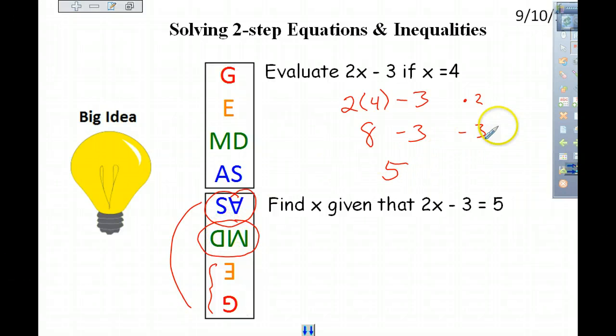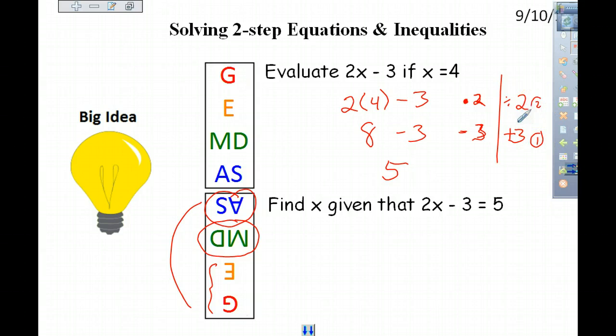Okay? So watch this. We also have to do the opposite of what we did here. So on this problem, the first thing we did is we multiplied by 2, and then we subtracted 3. When we're solving, we have to do the opposite. You have to add 3. That's the opposite of subtract. What's the opposite of multiplying? Divide by 2. So this is going to be my first step.